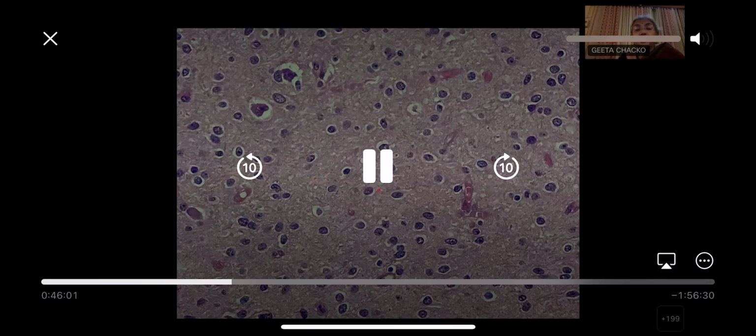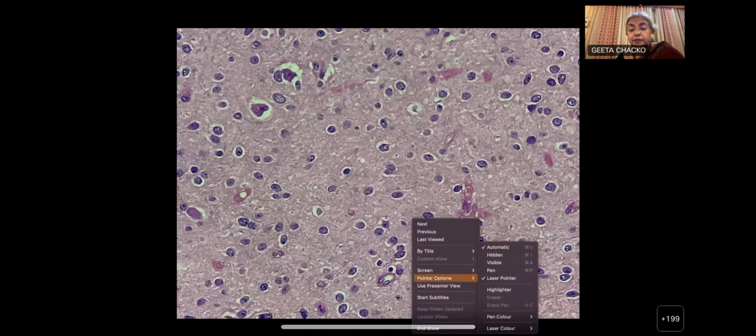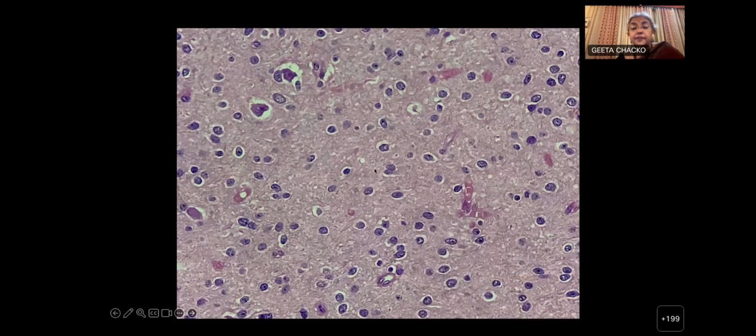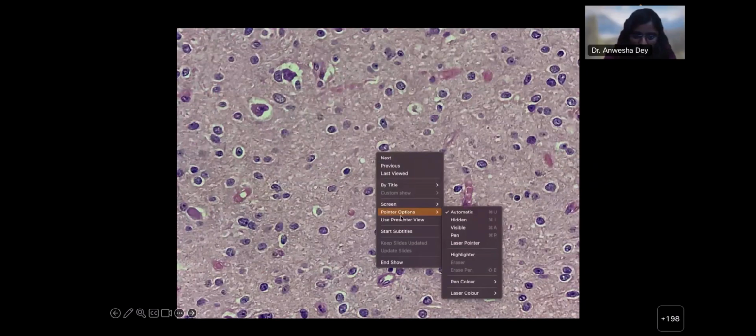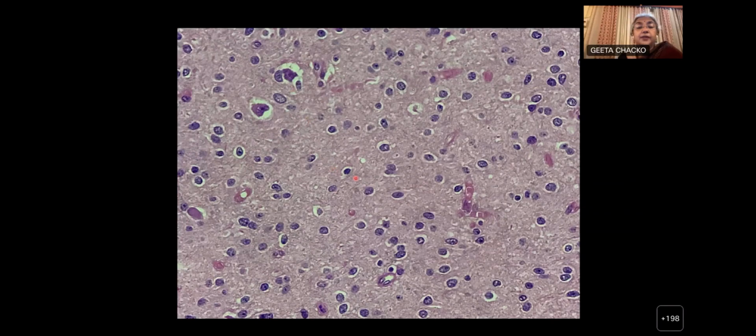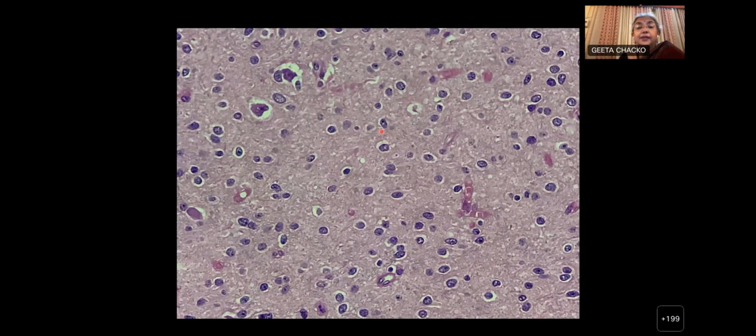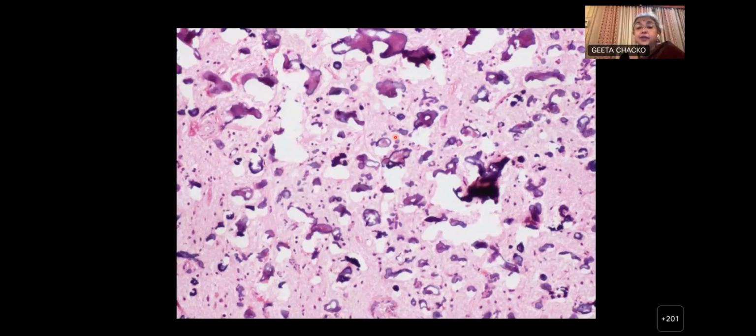So this is another high power view. This is perineural microcalcification. So here you are seeing the tumor cells that you described, and these here are neurons, which are normally in the cortex. Can you see some cells are present here as well? What is this phenomenon called, do you know? Perineuronal satellitosis. Yeah, perineuronal satellitosis is good. And here you're seeing microcalcification.